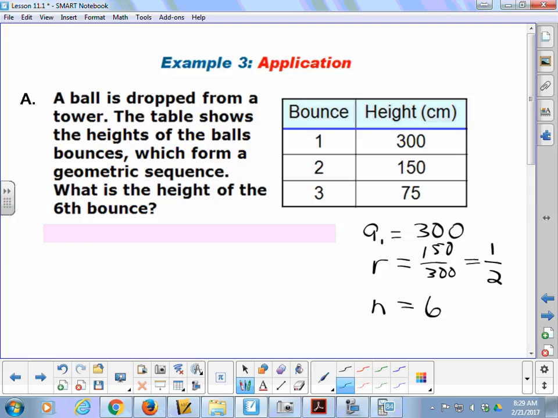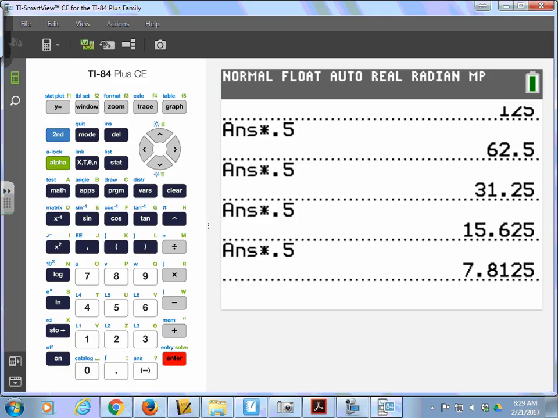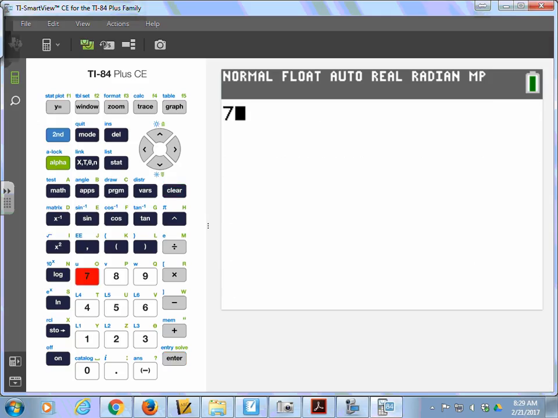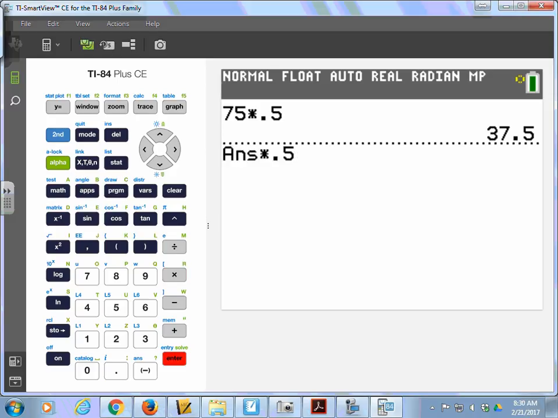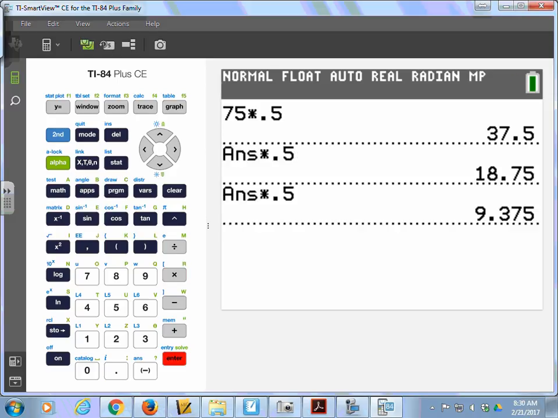All right, so whichever method you use to do it, whether you just want to take your calculator and say, okay, here's the third bounce is 75. So then if I go 75 times 0.5, there's the fourth bounce, times 0.5, there's my fifth bounce, and there's my sixth bounce. Okay, so just remember that we need to write out our answer.